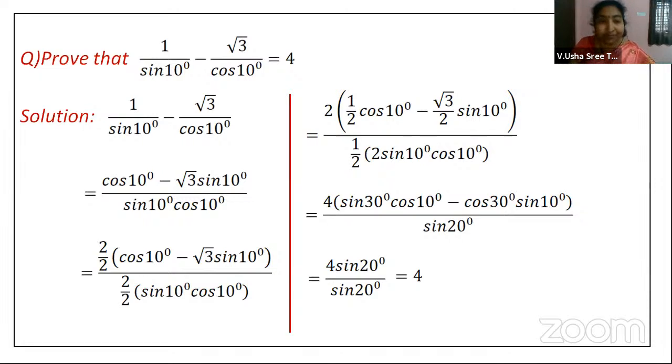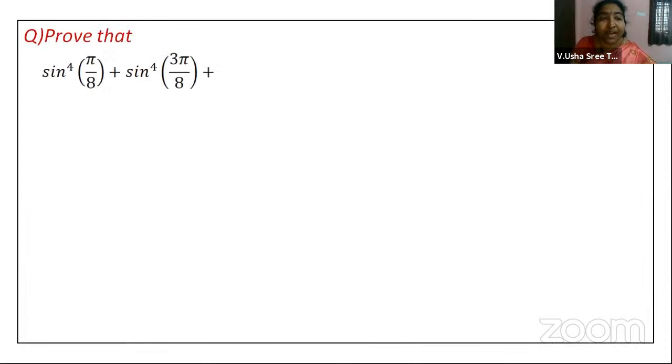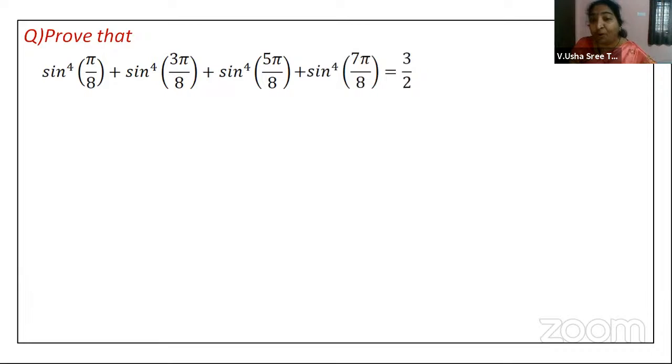Okay, now we got the solution, right? Now the next problem, children: prove that sine power 4 pi by 8 plus sine power 4 3 pi by 8 plus sine power 4 5 pi by 8 plus sine power 4 7 pi by 8 is equal to 3 by 2. Now don't get scared by looking at the problem. We will try to simplify by making use of our basic concepts which we have taken up in the first session, isn't it? We have taken 90 minus theta, 90 plus theta format and also the ASTC property, right?